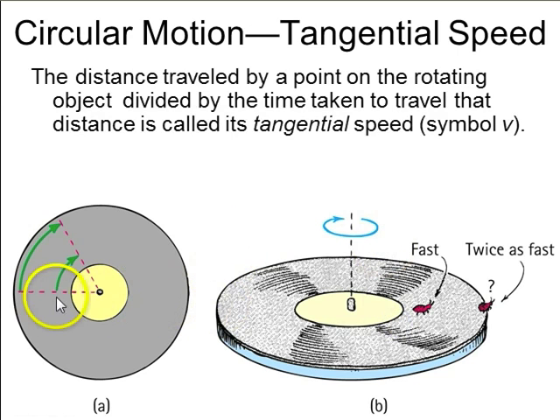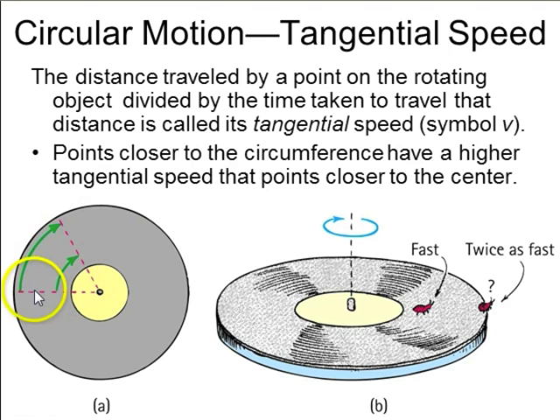So it turns out that if you have one rotating object, the distance traveled by a point on that object is called the tangential speed, and that is greater for objects closer to the edge or the circumference, and it's smaller for points that are closer to the center. So, for example, you have this turntable with a record on it, or a CD, going around and around, and there's a little bug sitting on it that's halfway between the axis of rotation and the edge. He's going fast, but the bug right on the edge is going twice as fast as that guy.